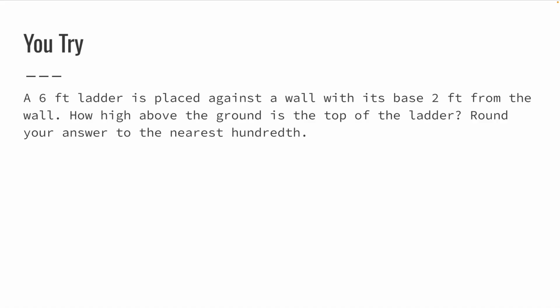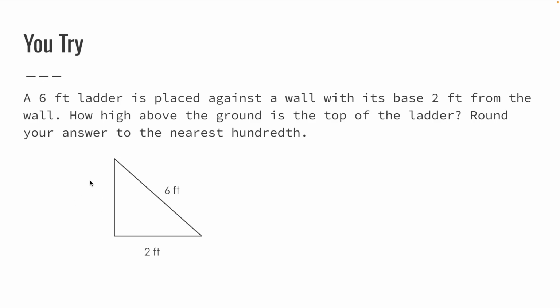Okay, a 6-foot ladder is placed against a wall with its base 2 feet from the wall. How high above the ground is the top of the ladder? And it wants us to round our answer to the nearest hundredth. So here's a triangle. It says a 6-foot ladder. So the ladder itself is 6 feet and it's leaning against a wall. So this is going to be my 6 foot. And it says its base, the bottom of the ladder, is 2 feet from the wall. So I'm going to label this as 2. And it wants to know how high above the ground is the top of the ladder.